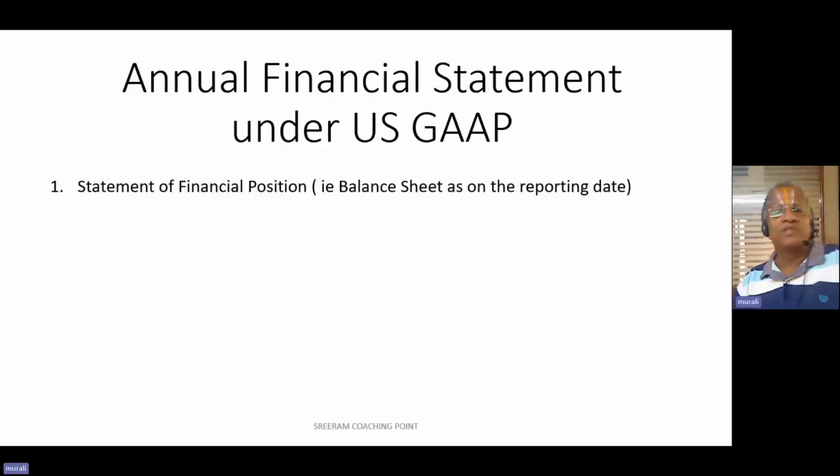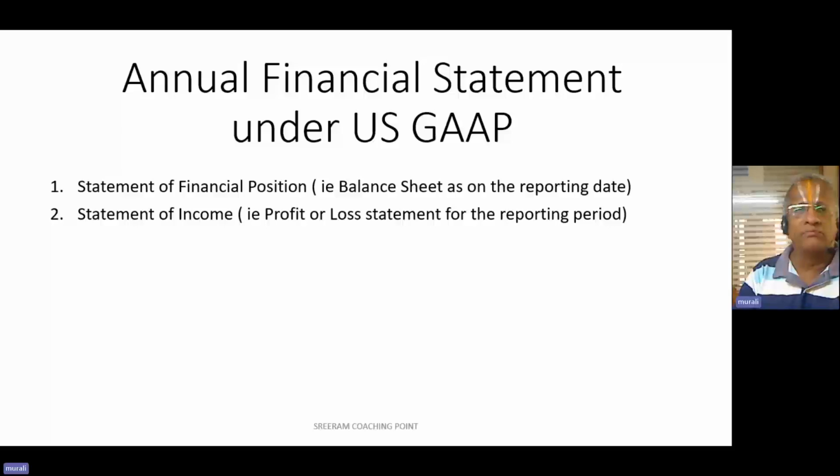Annual financial statements under US GAAP. The first one is the statement of financial position, which we normally call the balance sheet as on the reporting date. So you call it a balance sheet or a statement of financial position, but principally we mean only one. The next one is the statement of income, the name provided in US GAAP, whereas in the studies we have done so far, we have called it the profit and loss account, or the profit or loss statement for the reporting period. The balance sheet is as on a reporting date; here it is for a reporting period.